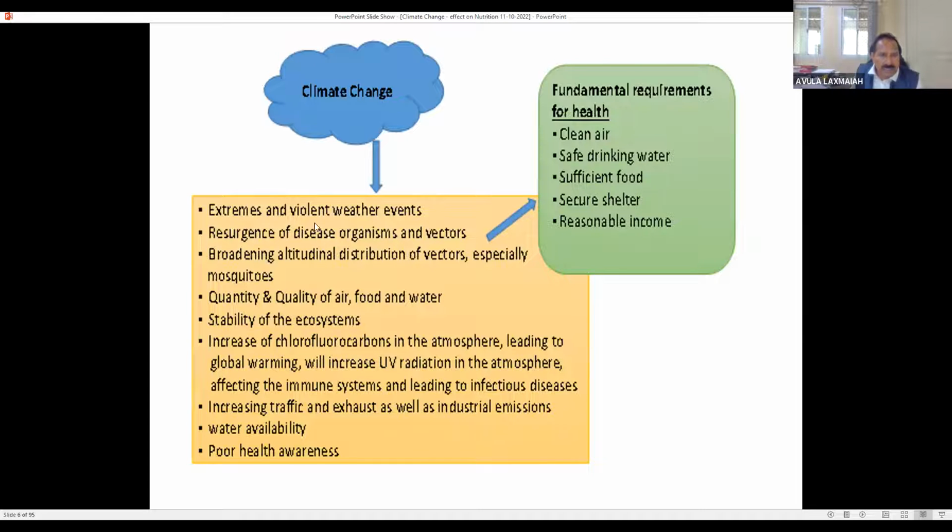And so there are the extremes of violent weather events, the resurgence of disease organisms and vectors, and broadening altitudinal distribution of vectors, which Dr. Srivastava already explained, and the quality of air, food, and water, and the stability of the ecosystem. This is also very important, the stability of the ecosystem for diversity and food production and all the other things.